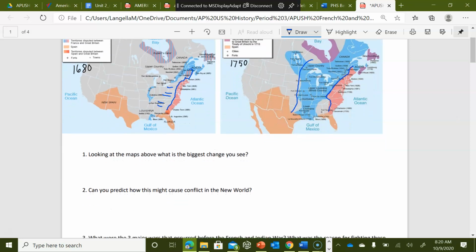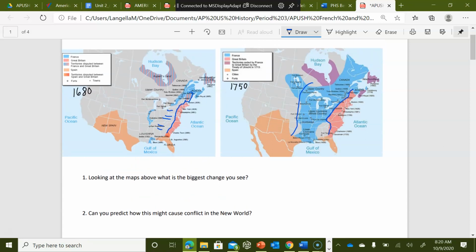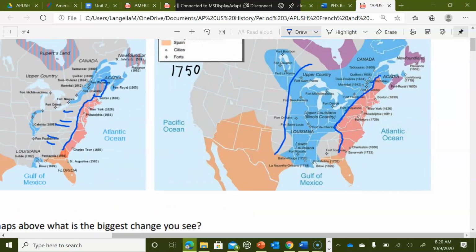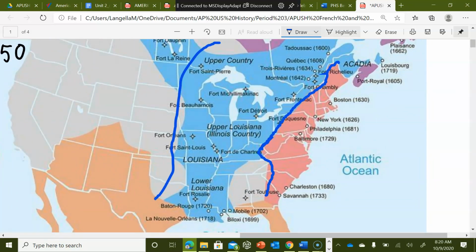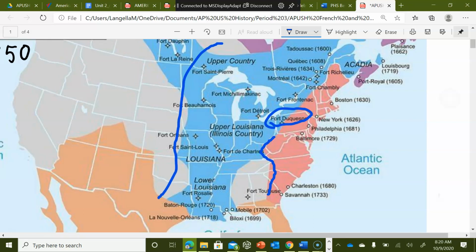Can you predict how this might cause some problems? At some point, when you want to continue to expand in the way that you are, you're going to have to make contact with somebody else. I highlighted it, but Fort Duquesne is probably the most important fort that causes some issues. So you can predict that there's going to be conflict, and obviously you saw in the video that there was conflict that did happen.